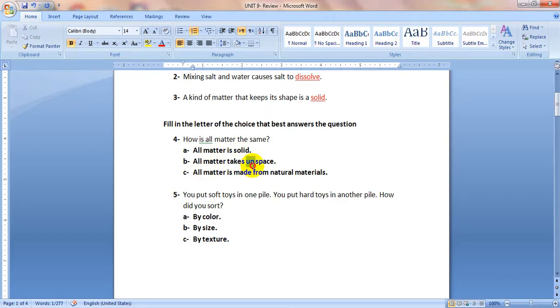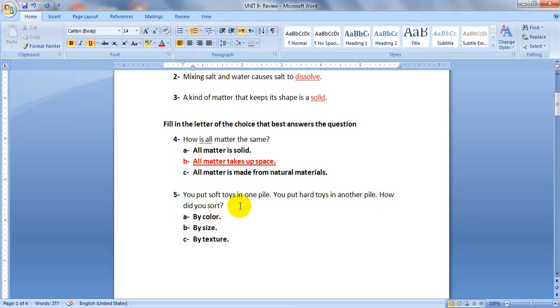Do you remember the condition which we said? To say that this object is matter, it must take up space. Now, number 5. You put soft toys in one pile. You put hard toys in another pile. How did you sort? How did you divide the toys like this?